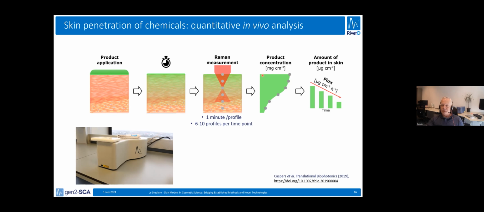And when you take the area under the curve of such a profile, you get the total amount in the skin. And because it's a non-invasive technique, you can repeat these measurements as often as you want. And in that way, monitor how a product diffuses further into the skin. So you find less and less in the stratum corneum, close to the skin surface. And in this way, you can actually get a quantitative measure of the flux of products into the living skin.